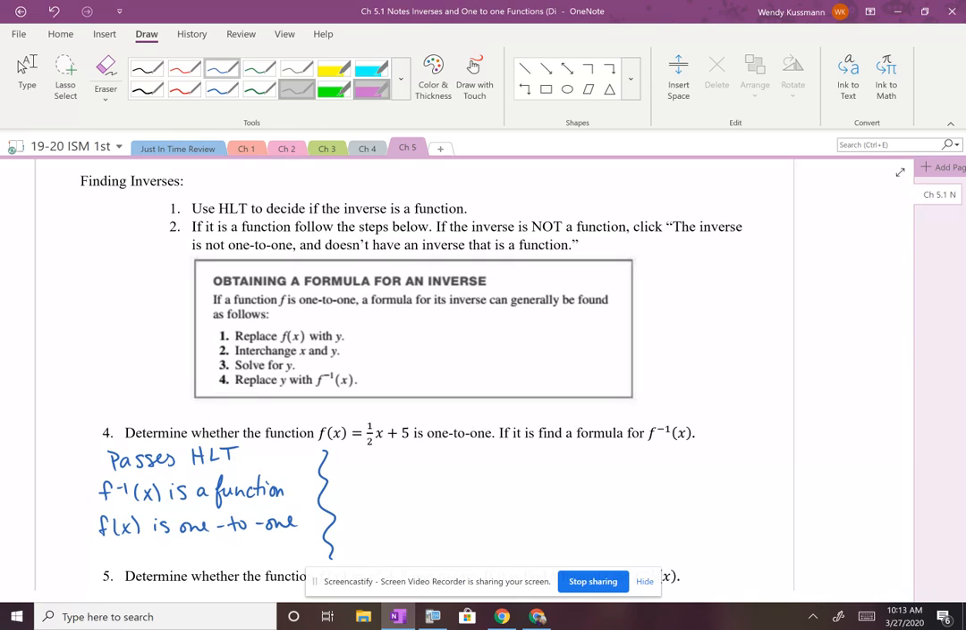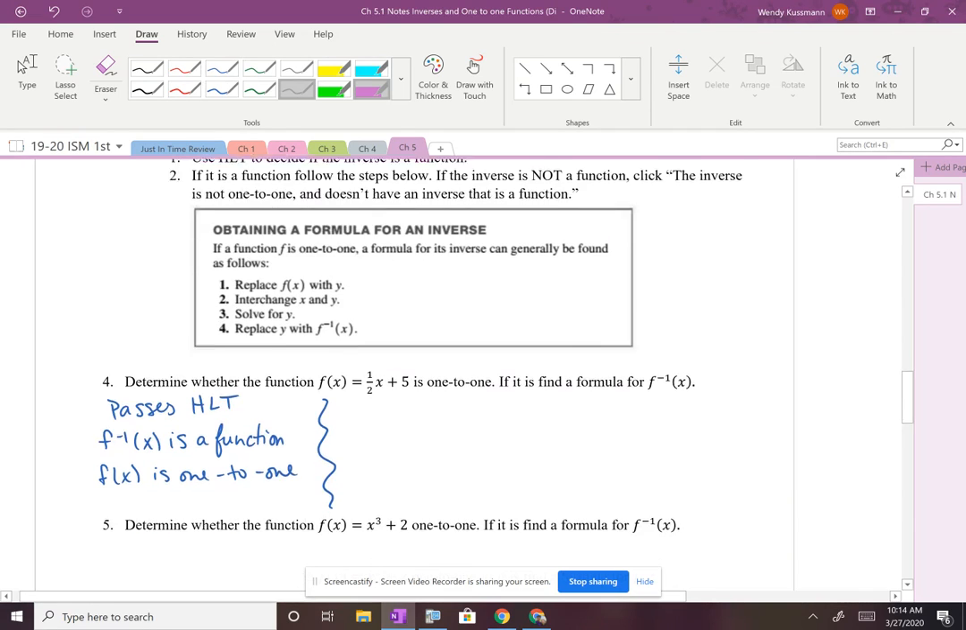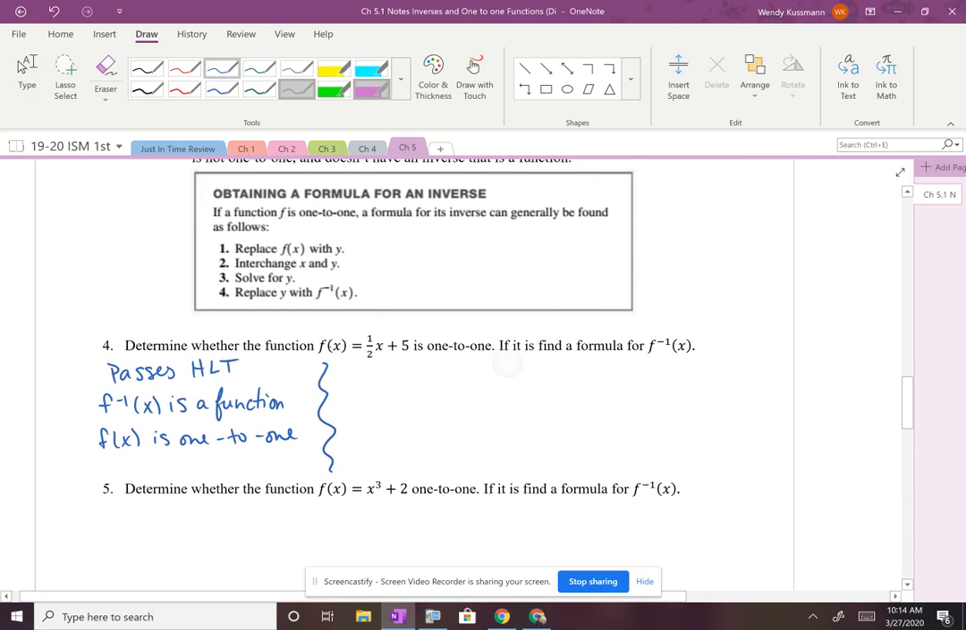So let's look at these steps up here. It says obtaining a formula for the inverse. If a function f is 1-to-1, a formula for its inverse can generally be found as follows. Replace f of x with y, because you know that f of x and y are just the same thing. Interchange x and y, solve for y, replace y with f inverse of x. So looking here, the first thing we're going to do is take this f of x, and instead of putting f of x, we're going to make it y equals 1/2 x plus 5.